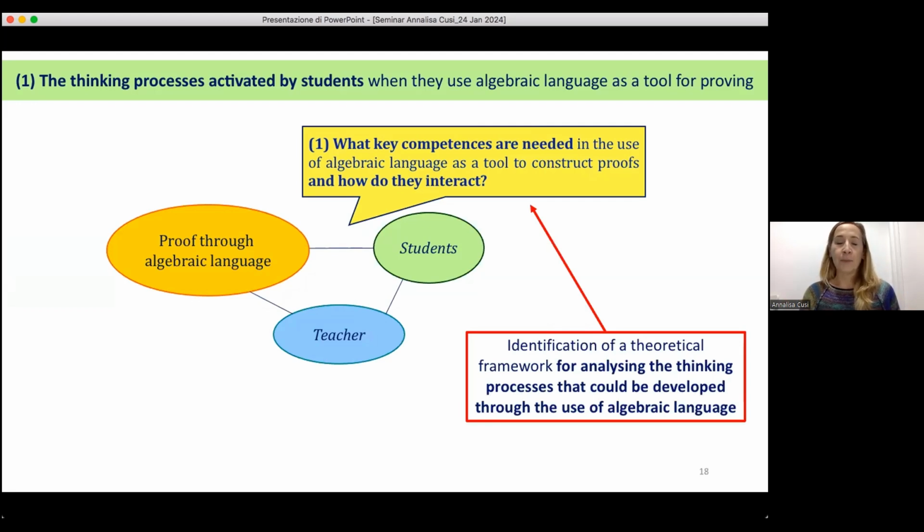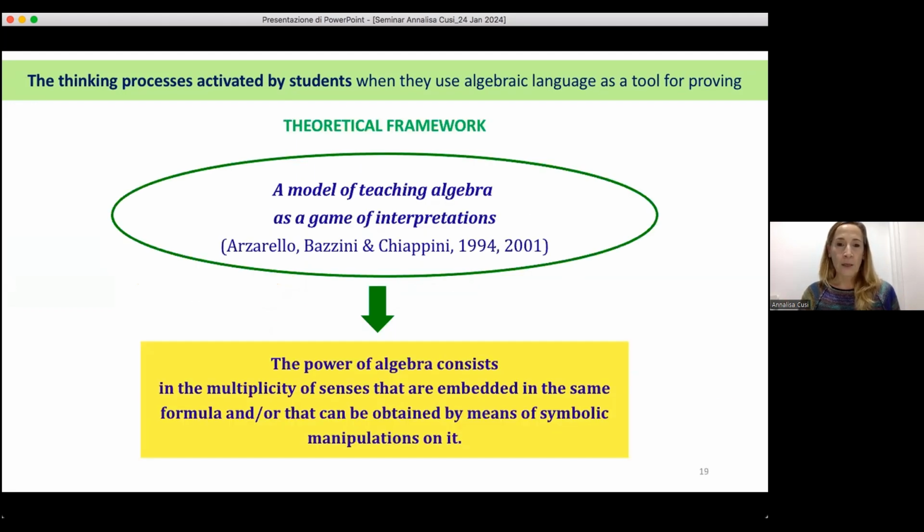Before showing an example, I will introduce the theoretical framework that I used for analyzing these thinking processes. The framework is constituted by three main elements. The first element comes from a model of teaching algebra as a game of interpretations introduced by Arzarello, Bazzini, and Chiappini. According to them, the power of algebra consists in the multiplicity of senses that are embedded in a formula or can be obtained by means of symbolic manipulations.